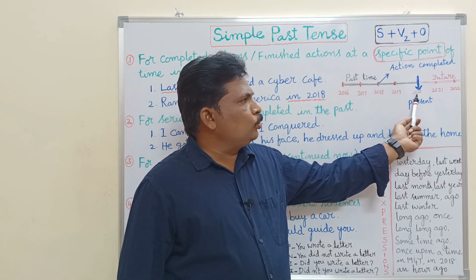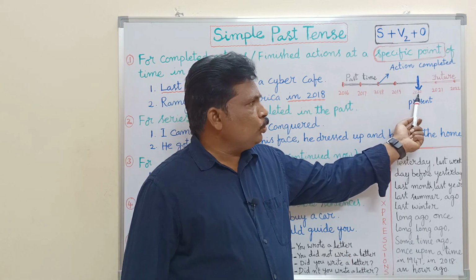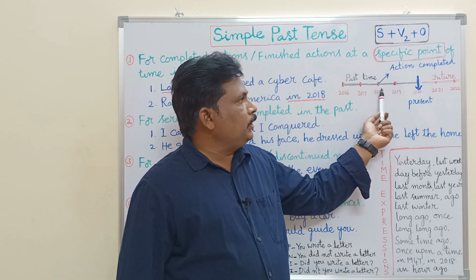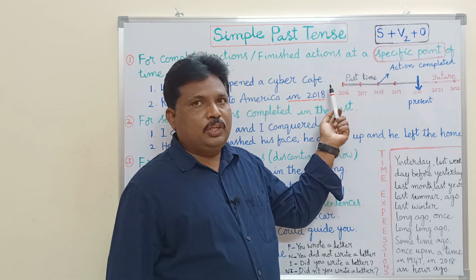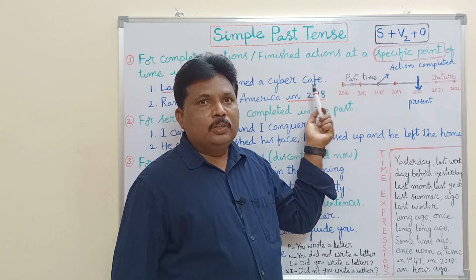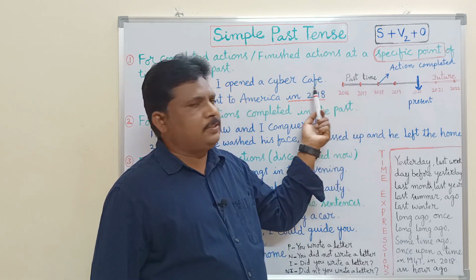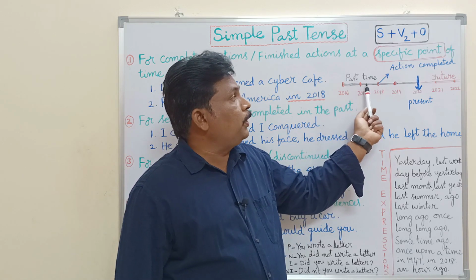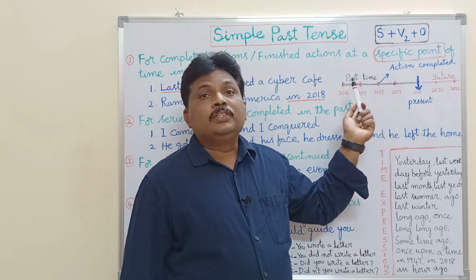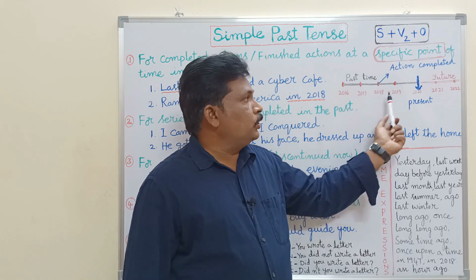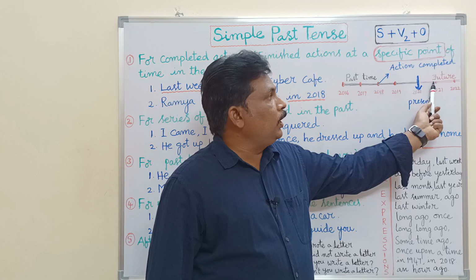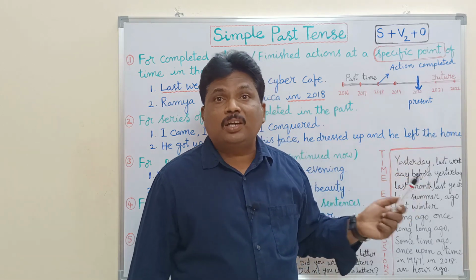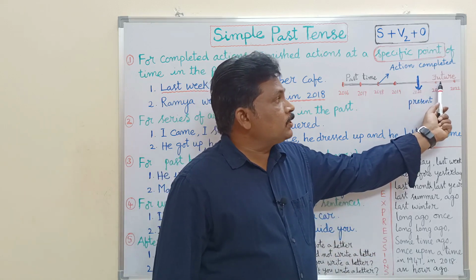Now we are in the year 2020. When you go back from this point to 2019, 2018, 2017, 2016, 2015 and so on, these are all the past points. So whenever an action happened at any point of time in the past, simple past tense is used. And after this blue line, you find a red line. This is future time. This time has not come. So that is why it is separated.